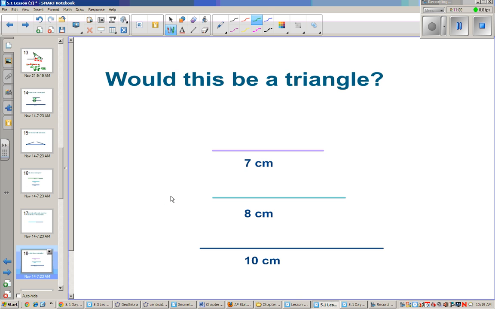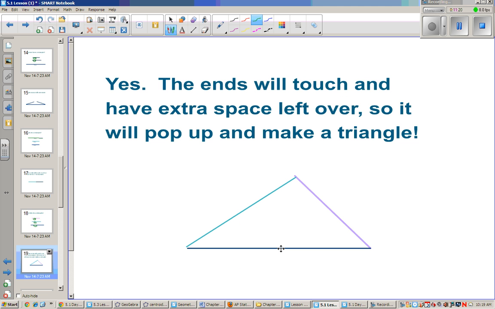Right? So then this last one, I want you to think, will this create a triangle? You look at your two shorter sides, we got a 7 and an 8 centimeter side. And then our biggest one is 10. And so I'm hoping you think, oh, 7 plus 8 is 15. That's got to be bigger than my other side. So they will touch. They'll look similar to this.